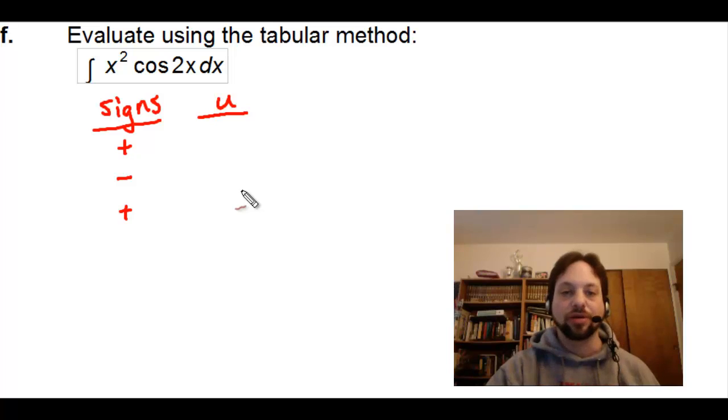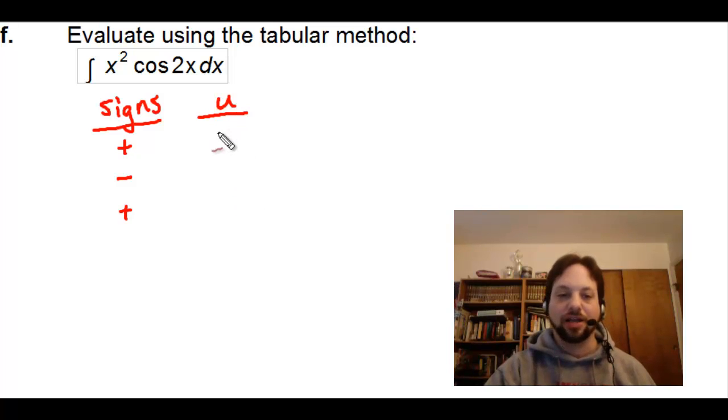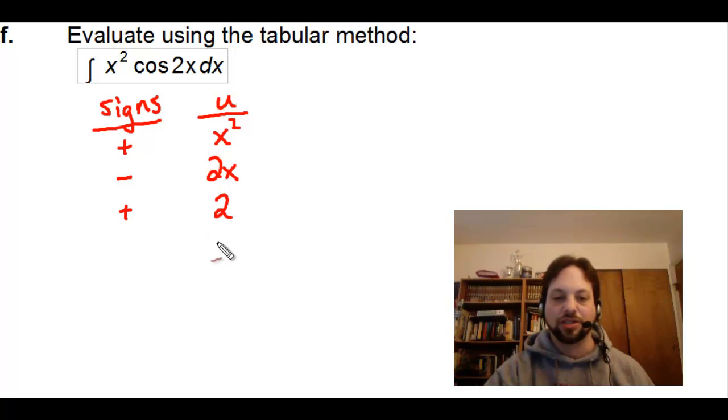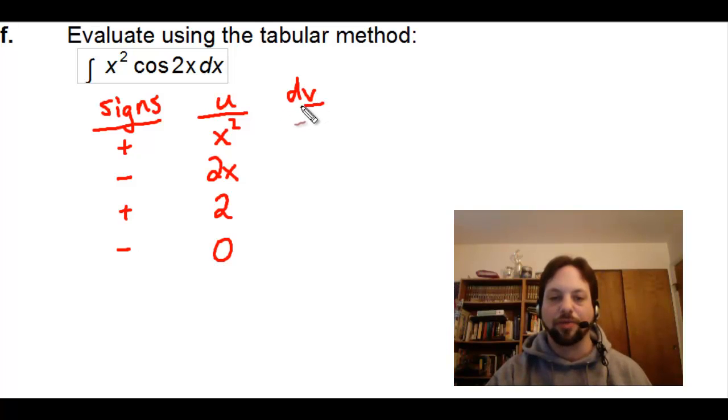So think about it. In this situation, which factor would be u? I have an x squared. I have a cosine 2x. Well, if you follow your LIATE, u will be that x squared. And all I do is keep differentiating x squared to 2x, to 2, and then to 0. Looks like I'm going to have 4 rows on my table here, so I'll add that in.